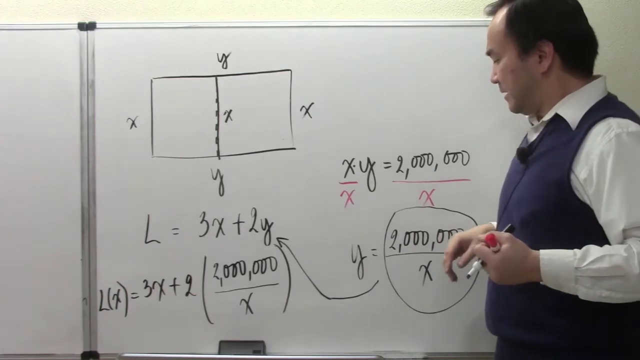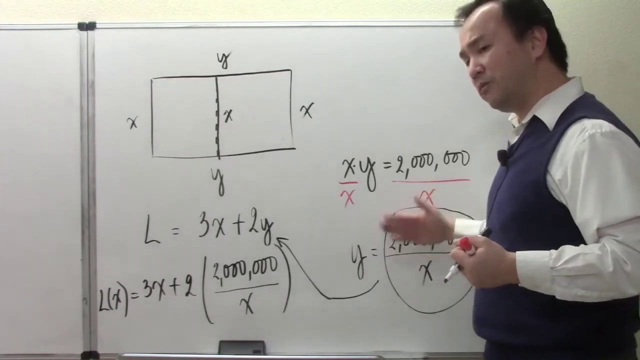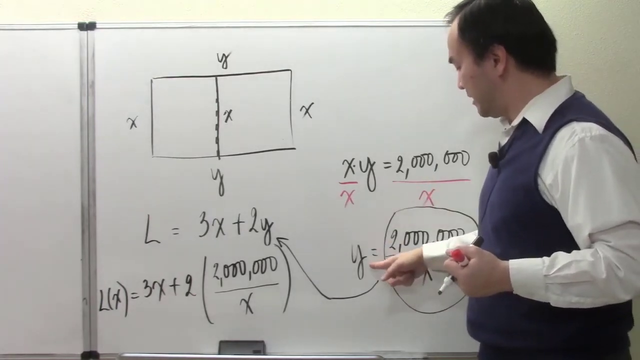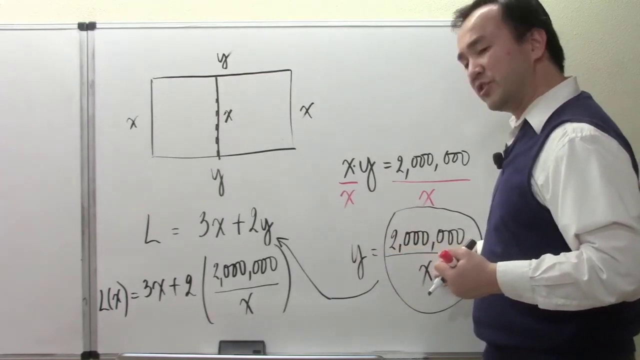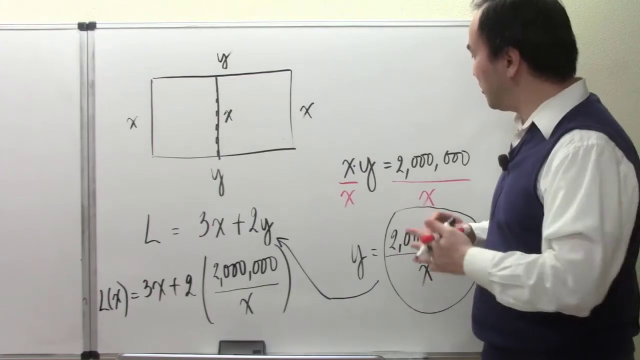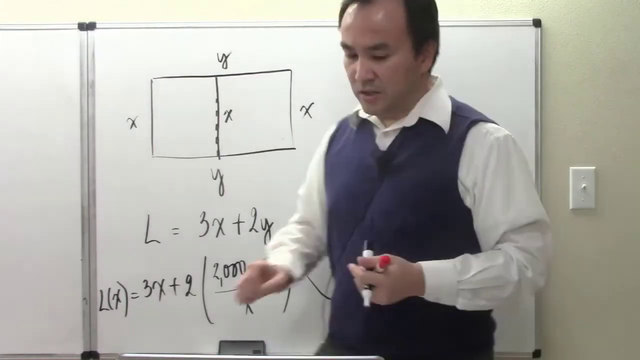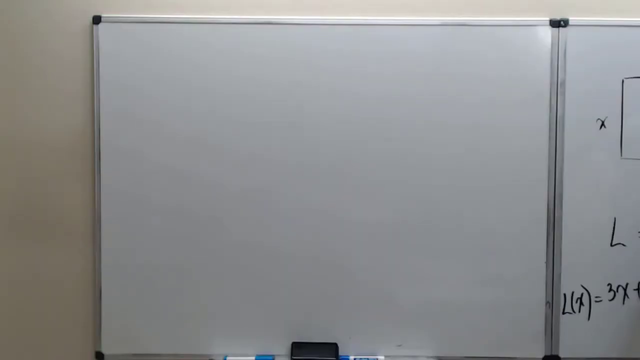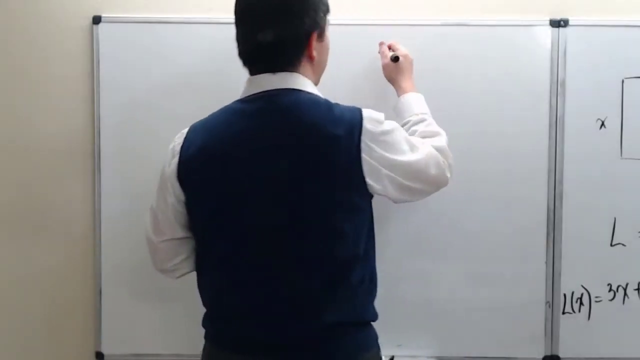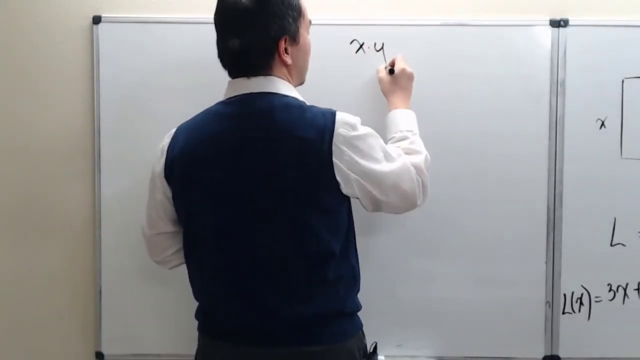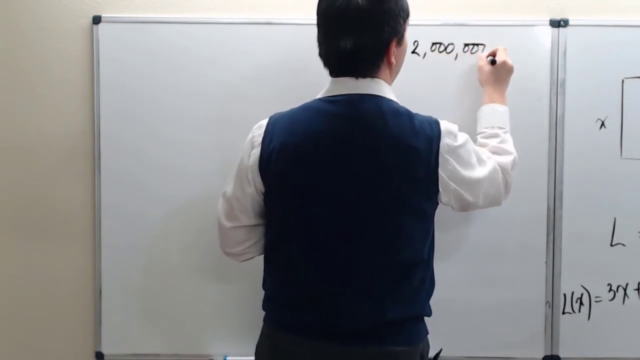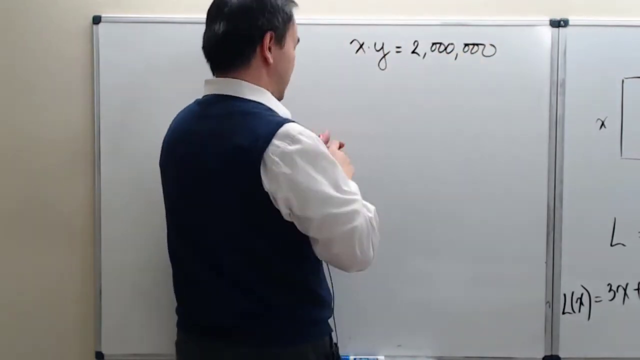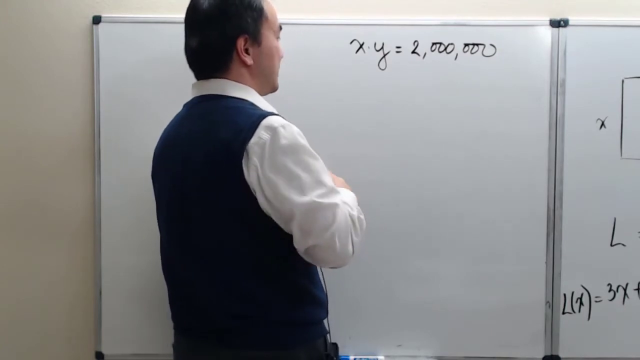Now, is this the only way that we can solve for y as an expression in terms of x? No, that's not the only way. Let me do a quick little side work right here. From our constraint, x times y, anyone can also take their own choice of solving for x in terms of y.